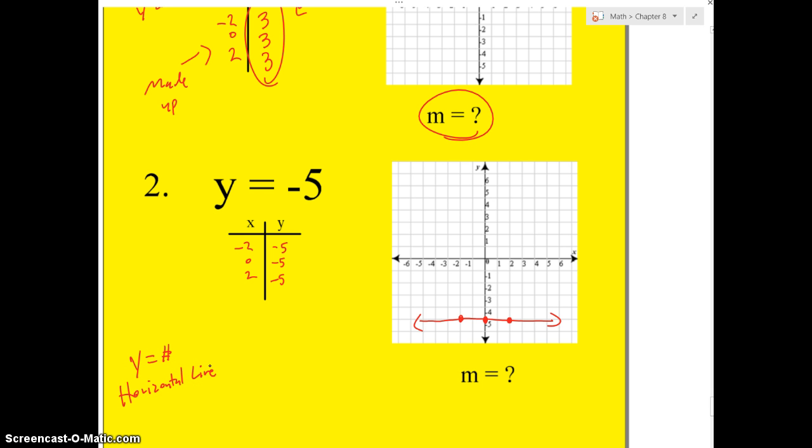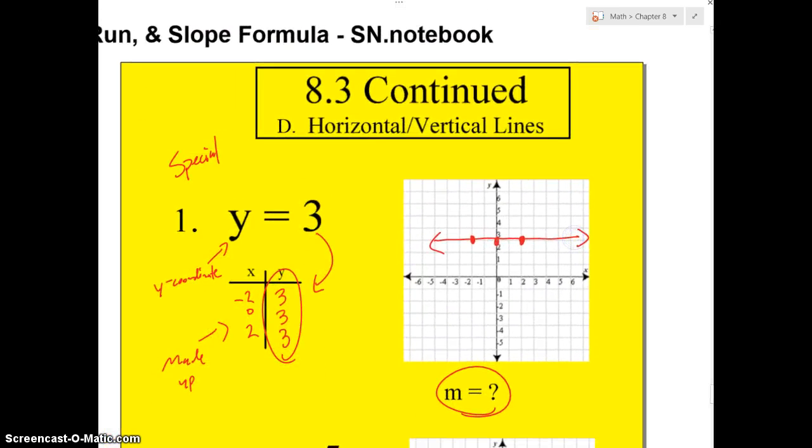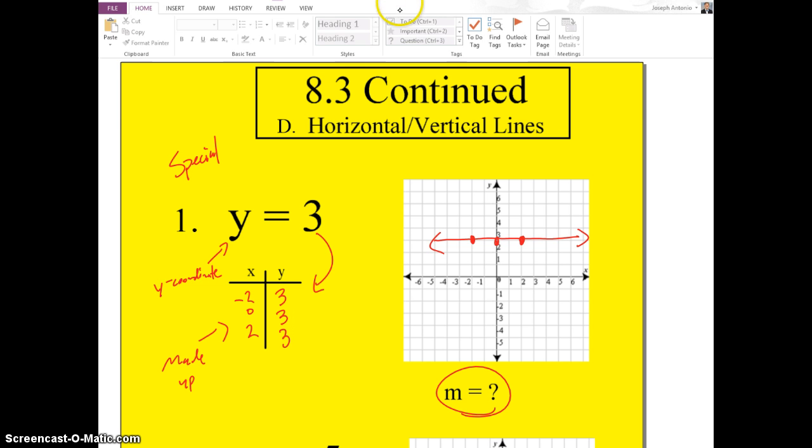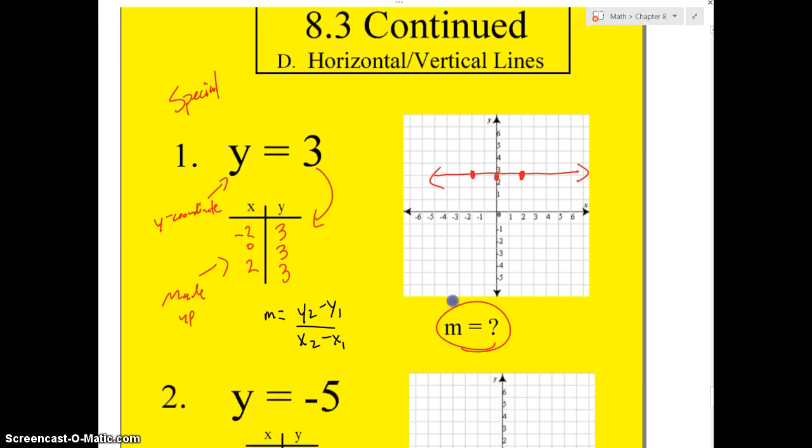Again, there's no x there. Okay, great. Well, let's go back to the fact that what's the slope going to be? Well, you all remember the slope formula from last week. And the slope formula said that m equals y2 minus y1 all over x2 minus x1.